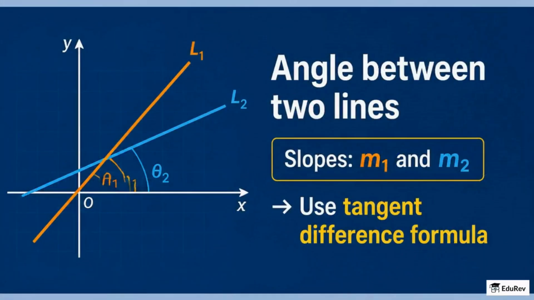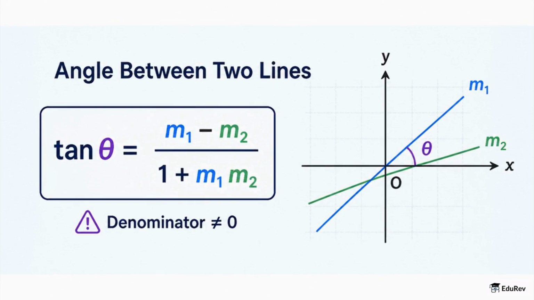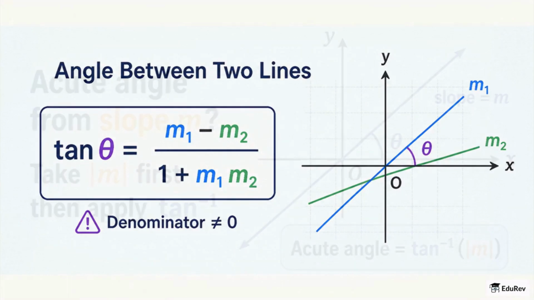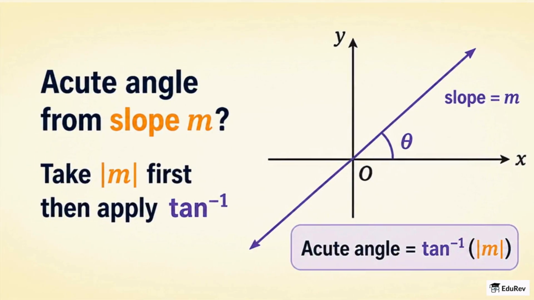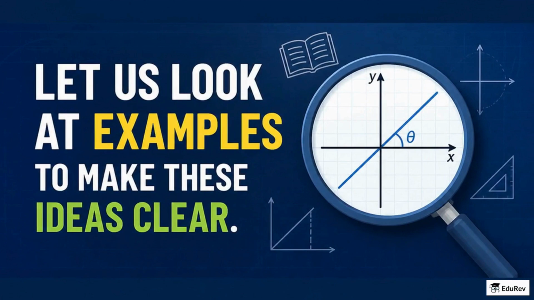To find the angle between two lines with slopes m1 and m2, we use the tangent difference formula. The tangent of the angle equals (m1 minus m2) divided by (1 plus m1 times m2), provided the denominator is not 0. If you need the acute angle, take the absolute value of that tangent and then the inverse tangent. Let us look at examples to make these ideas clear.